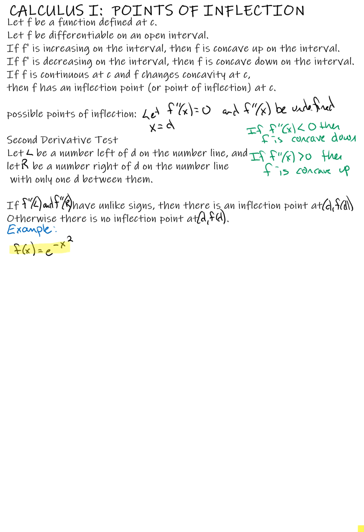So let's try an example. Let's take f of x is equal to e raised to the negative x squared. Very exciting little function there. We will need both the first and second derivative, so let's take a look at that. f prime of x is, well, the derivative of e is simply e, repeat that, but then the chain rule says we have to multiply by the derivative of that exponent. So we have e to the negative x squared times the derivative of negative x squared. Well, that's negative 2x. So this simplifies to negative 2x e to the negative x squared.